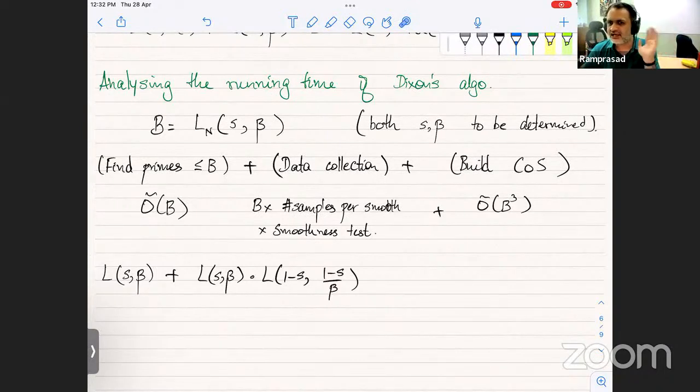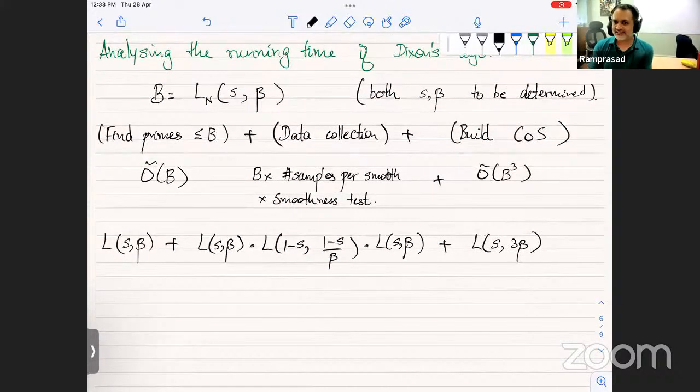And then finally, how much time does it take to check if a number is smooth or not? This is the same thing as saying you have a number m, and you continue dividing by all the primes you have until now and see if it completely factors. And we already argued that it's going to take about B time. So that is going to be L of S comma beta. Plus B cubed, which is nothing but L of S comma 3 beta. So far so good? Okay, great.